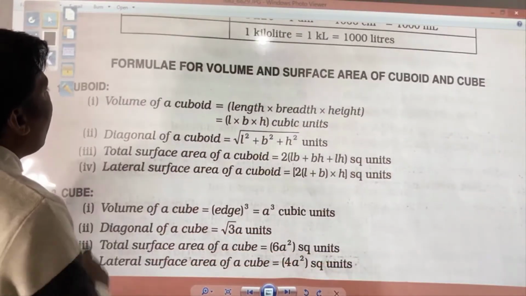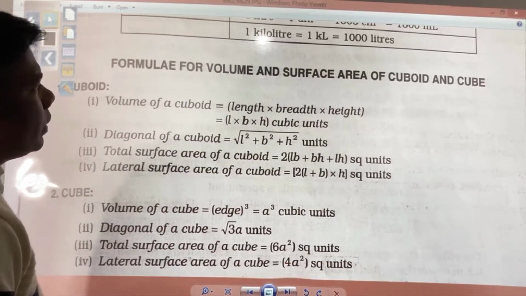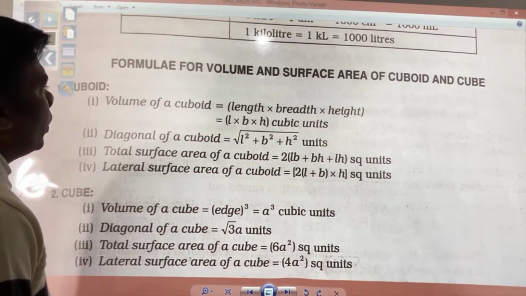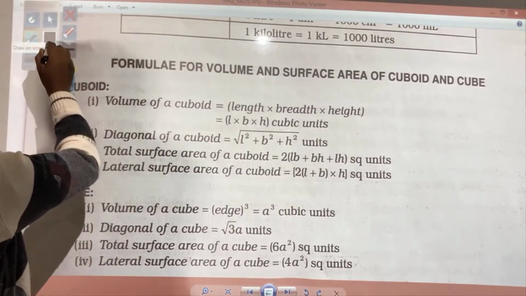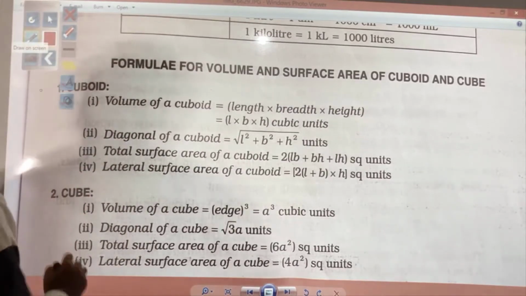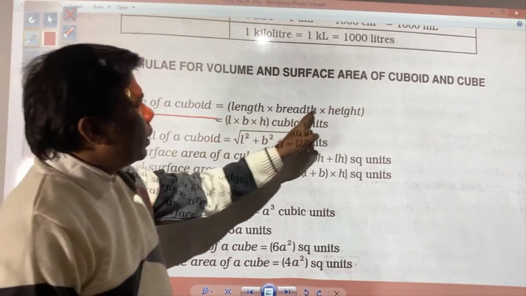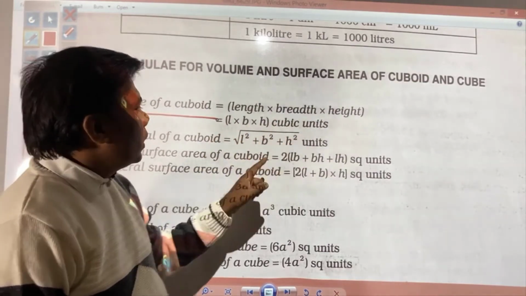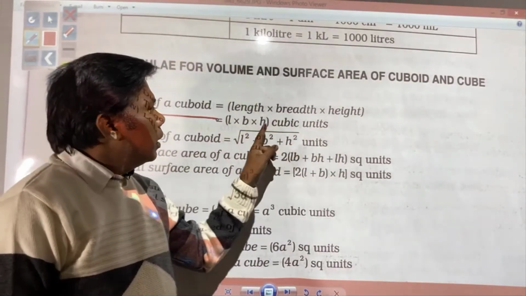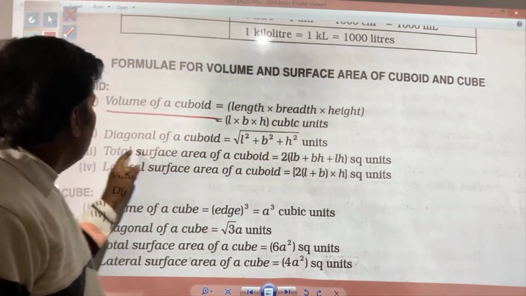Here you see formulae for volume and surface area of cuboid and cube. Volume of cuboid is length into breadth into height. It means L into B into H cubic units. If centimeter will be there, cubic centimeter, meter will be there, cubic meter, and so on.